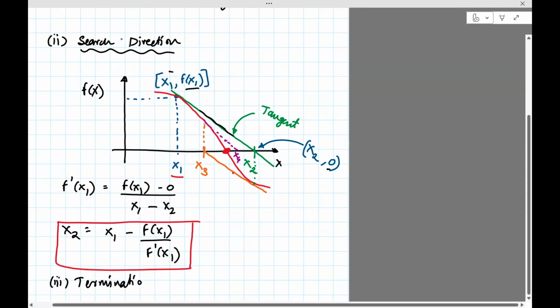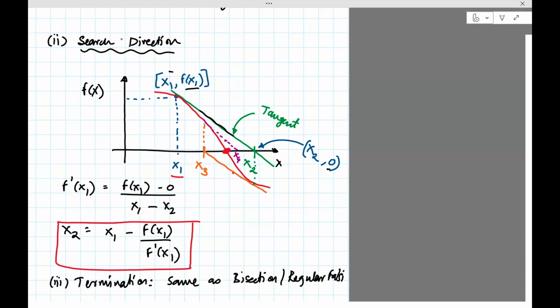Termination, same as bisection and regular falsi. That is, you use the tolerance of f of x, and you use the iterations if you're not converging fast enough. Okay, so let's put this into practice. We're going to solve the same problem with one guess instead of two, and then see where we get to.